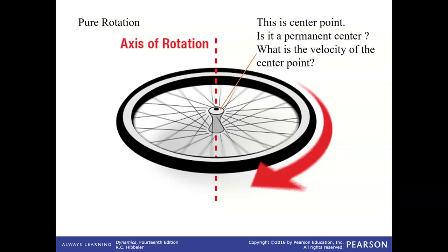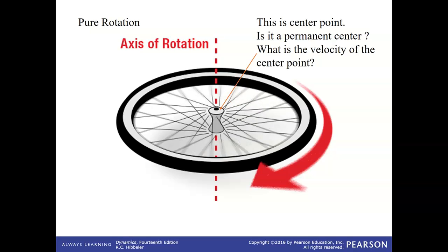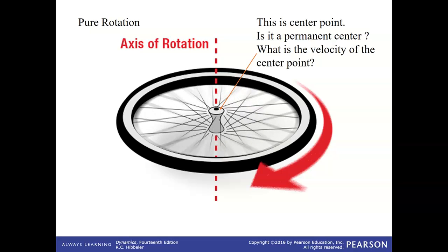So let's start with this. This is the example of pure rotation, where the wheel rotates clockwise. You can assume that the wheel lies in the xy plane. Then the axis of rotation is perpendicular to the xy plane, that is along the z-axis.